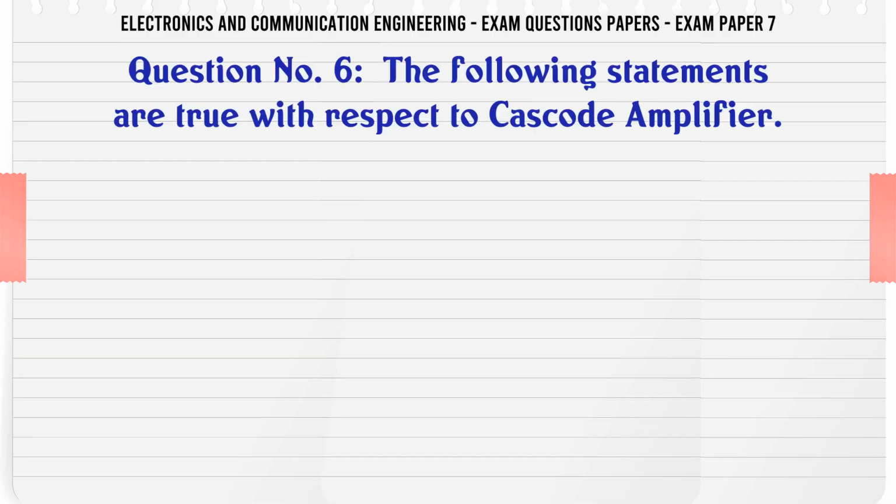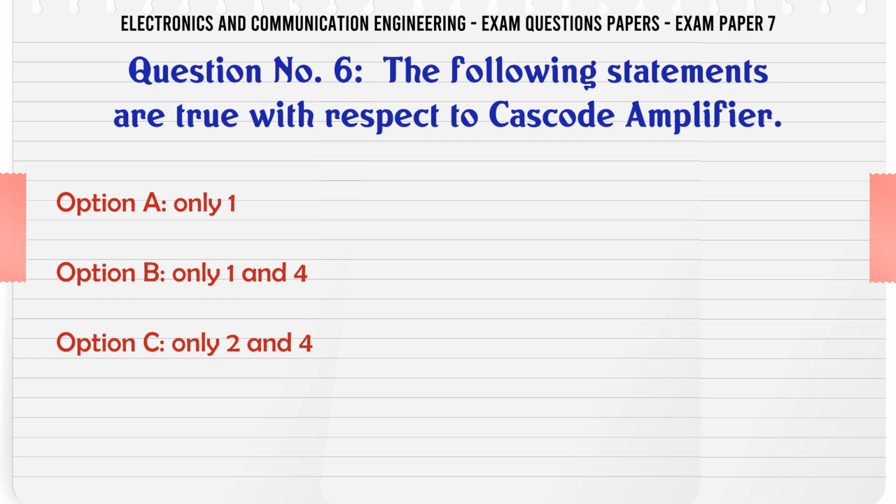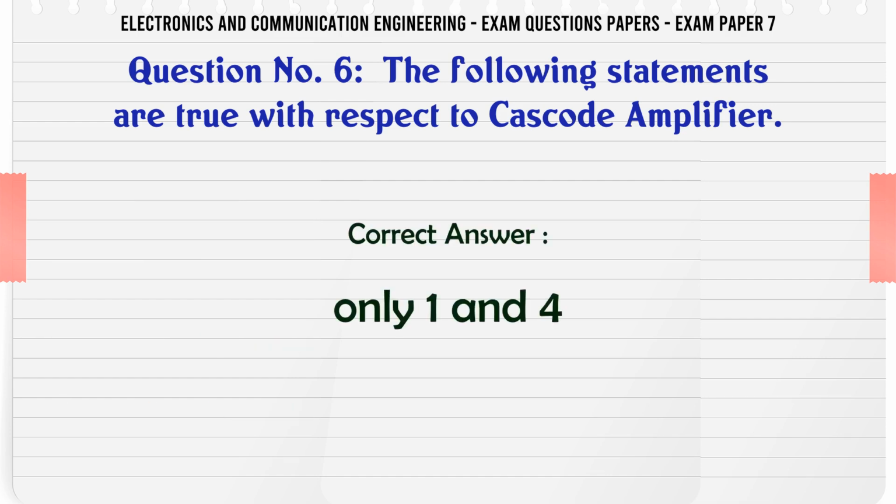The following statements are true with respect to Cascode Amplifier. A only 1, B only 1 and 4, C only 2 and 4, D only 1 and 3. The correct answer is only 1 and 4.